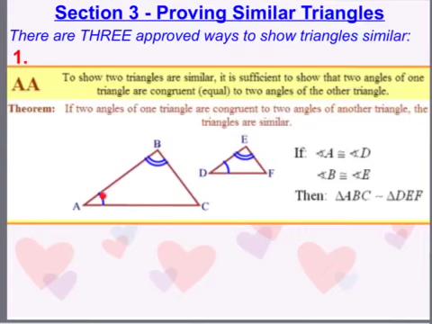Obviously, if this angle is congruent to this angle and this angle is congruent to this angle, we even know by the third angles theorem from the beginning of the year that this third angle must be congruent to this third angle, because no matter what the size of the triangle, they have to add up to 180. So that's why 2 angles are sufficient to show that 2 triangles are similar. We would just write angle-angle for our proof statement, and that's enough to prove that the triangles are similar.